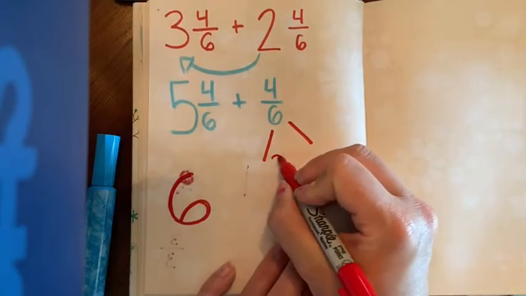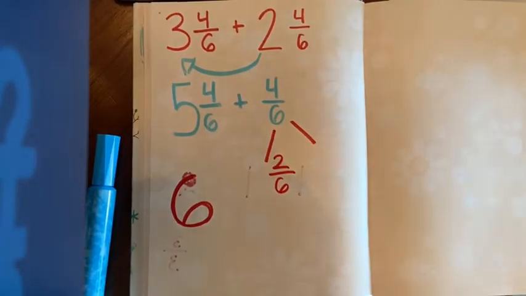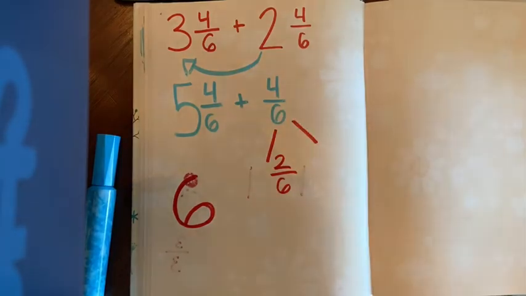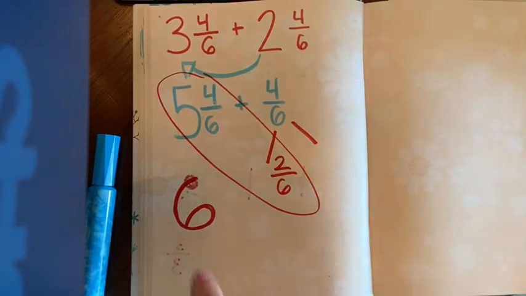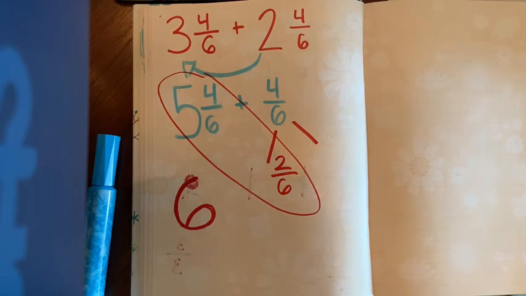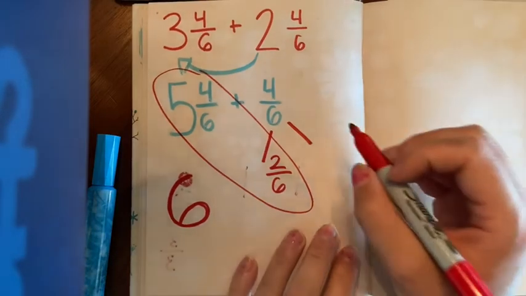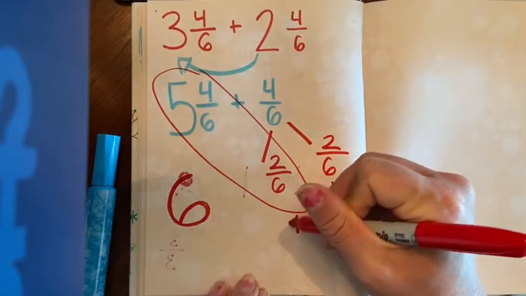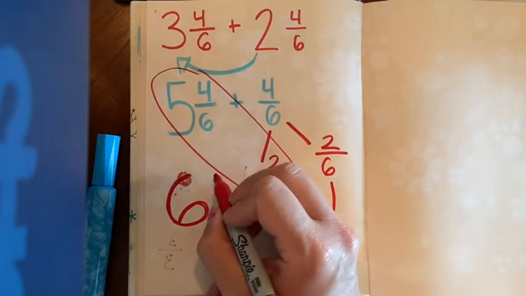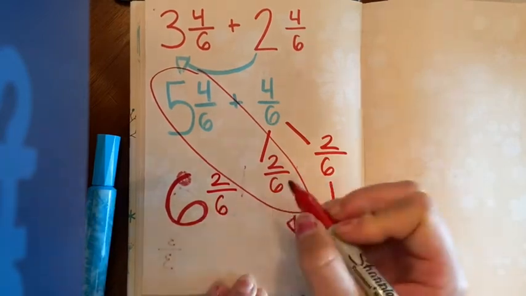Yes, we need 2 over 6 parts. And when we borrow the 2 over 6, we add these together, making our new whole number of 6. So we know that we have at least 6 wholes. Now what do I have left over after I borrow the 2/6 from the 4/6? What do I have left over? Yes, I have 2/6 left over. So I just have to attach that remainder of 2/6 to our whole number of 6, giving us the sum of 6 and 2 over 6.